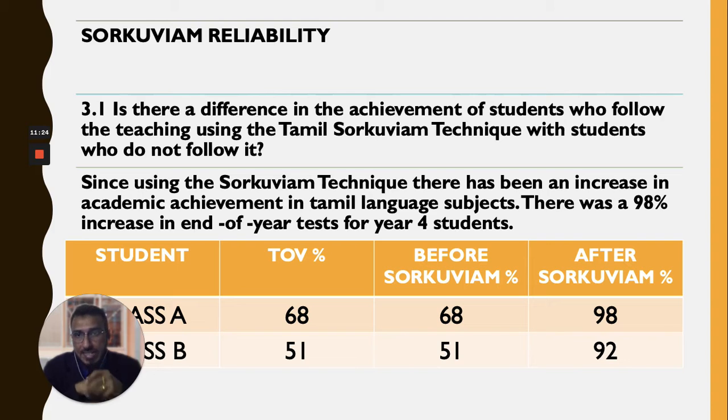Okay, if you can see the data, for class A the achievement before Sorcuviam was 68%, and after we used the Sorcuviam methodology, 98% of the students were able to achieve the objective of the lesson, and they were able to construct words based on the basic meaning of the vocabulary. And for class B, from 51% before Sorcuviam, we were able to achieve 92%. So indeed, we can see that there is an improvement of academic achievement in Tamil language subjects.